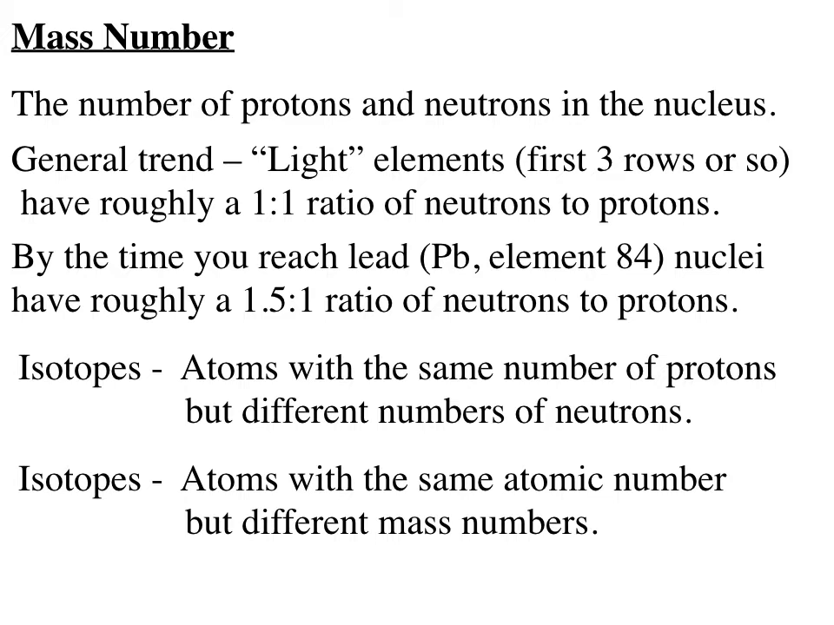So when you have isotopes of the same element, they certainly have the same number of protons in them, but they differ in the number of neutrons. Now, another way we can say that is that isotopes have the same atomic number, but they have different mass numbers. Remember, the mass number counts the number of protons and neutrons. The atomic number only counts the number of protons.